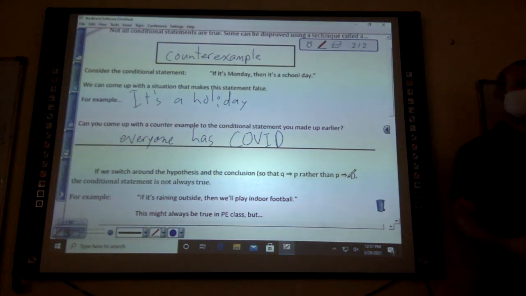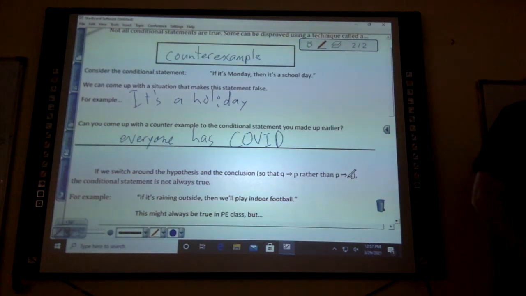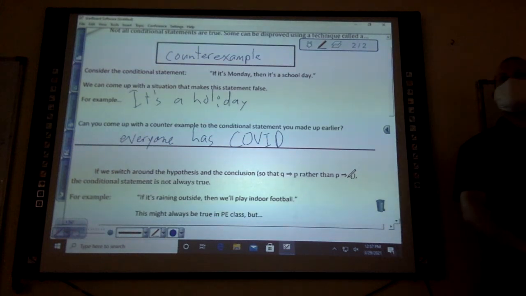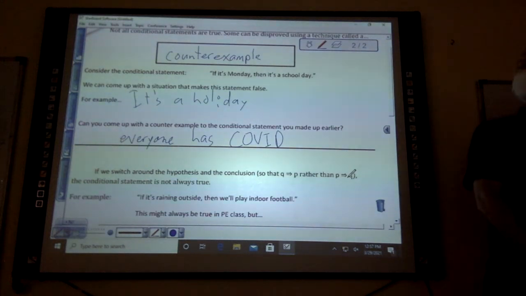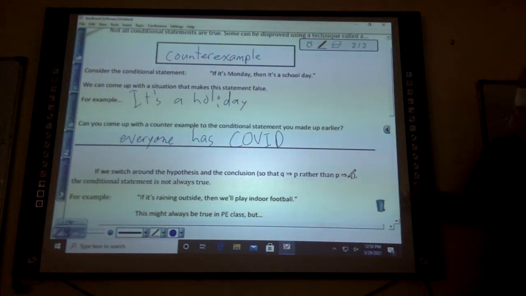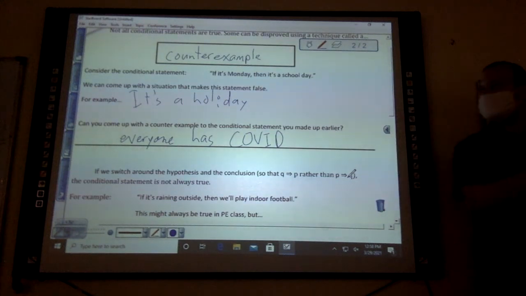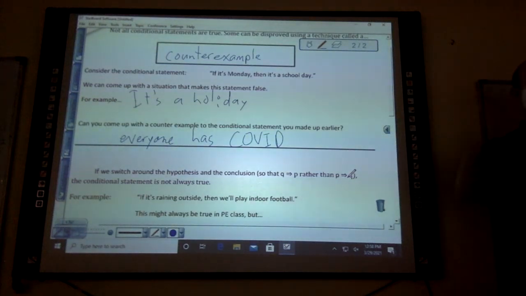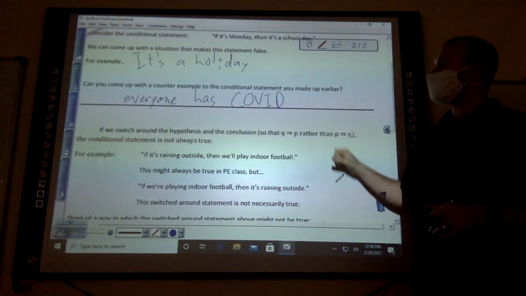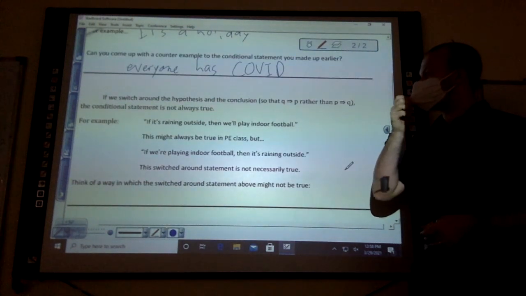I could say something ridiculous like, if it's sunny outside, then it must be a Saturday. That meets the definition of a conditional statement. I've got a hypothesis and a conclusion. But it's completely irrelevant. So counterexamples are a good way to disprove that.